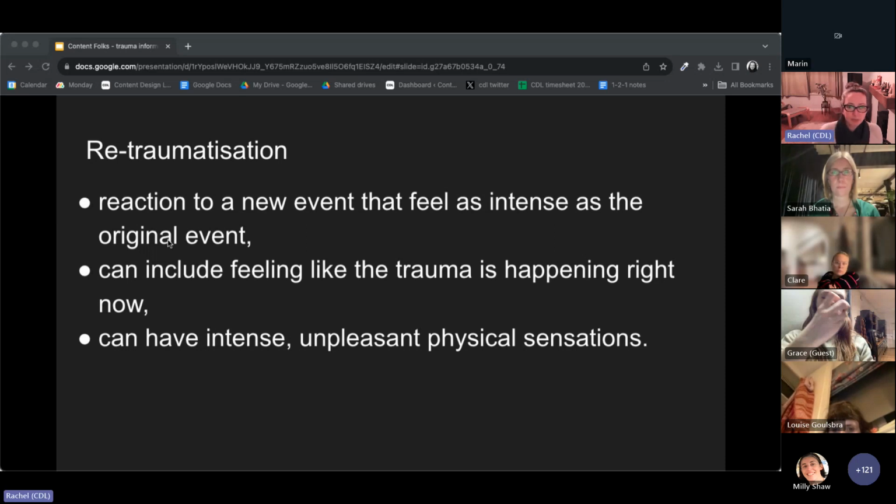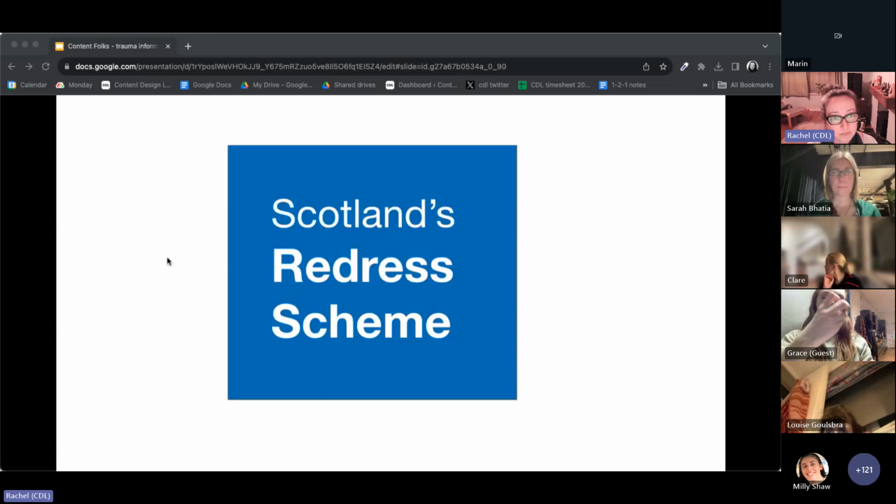So trauma-informed principles help people work with individuals who've experienced trauma. And the principles take into account people's previous experiences and give guidance to try and avoid causing further harm. That's re-traumatization. So I first came across this work when I was a content designer working on Scotland's Redress Scheme. And Scotland's Redress Scheme is a Scottish government scheme that was set up for survivors of abuse in certain care settings in Scotland. They could apply for a payment and also access to an apology and counselling.